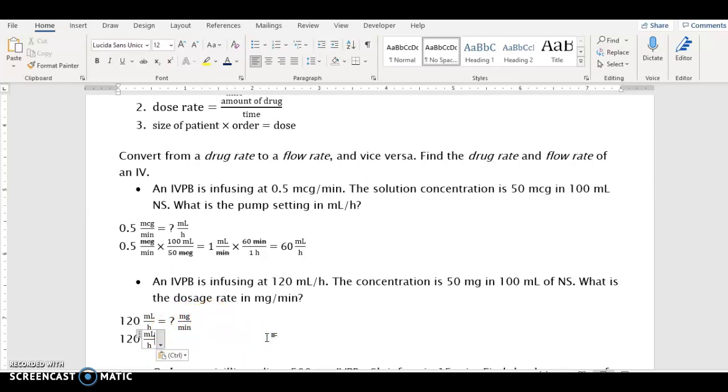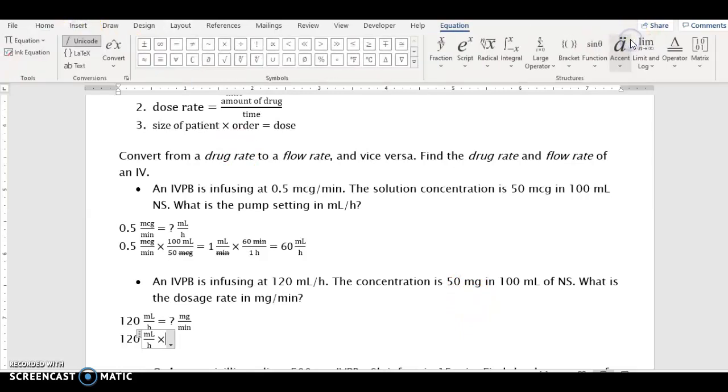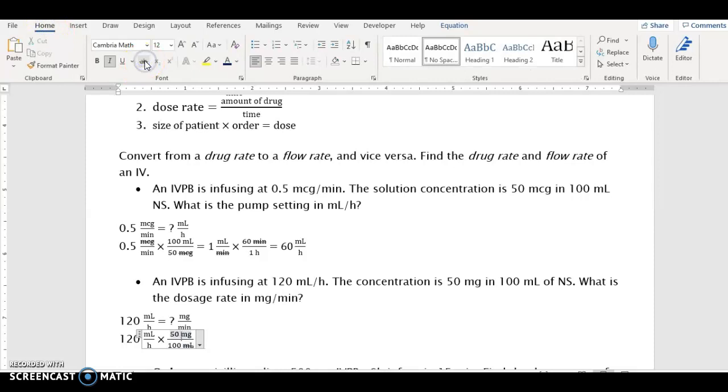So we're going to start with the 120 milliliters per hour. The piece of information that'll be relevant to help us get the answer is that the concentration is 50 milligrams in 100 milliliters. So we're going to multiply by that exact fraction, so we don't need to flip it over. We multiply by 50 milligrams over 100 milliliters, and you can see that the units of milliliters are eliminated in the process, and we're left with milligrams in the numerator and hours in the denominator. Once again, you can simplify the fraction if you'd like, but I'm going to leave it as is.